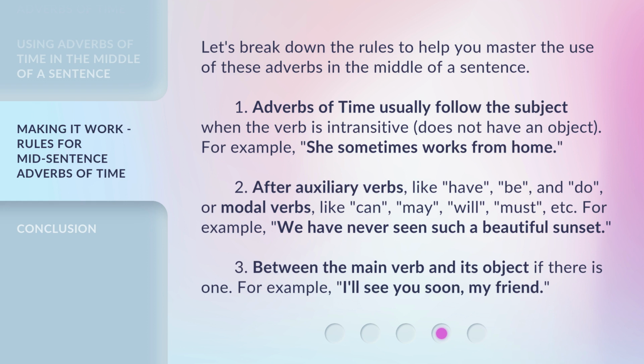2. After auxiliary verbs, like have, be, and do, or modal verbs, like can, may, will, must, etc. For example, we have never seen such a beautiful sunset. 3. Between the main verb and its object if there is one. For example, I'll see you soon, my friend.